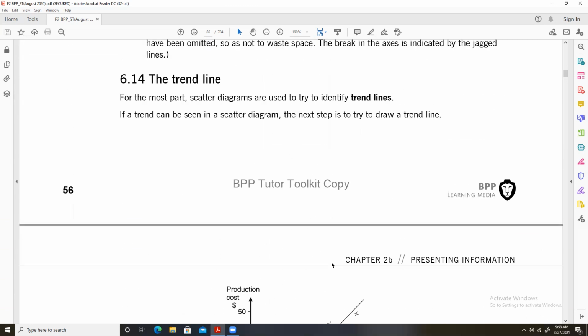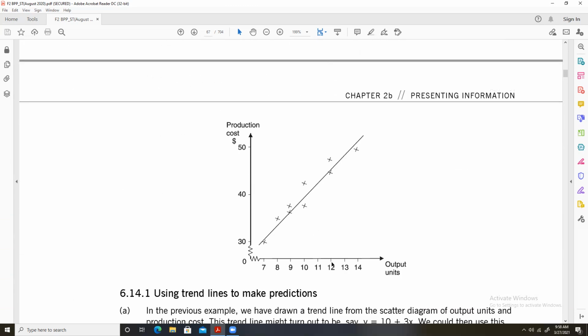So these are the points why we use scatter diagrams, why we use bar charts, why we use pie charts, and in which situation which diagram is more appropriate. This is something that you need to know at this level, the F2 level.